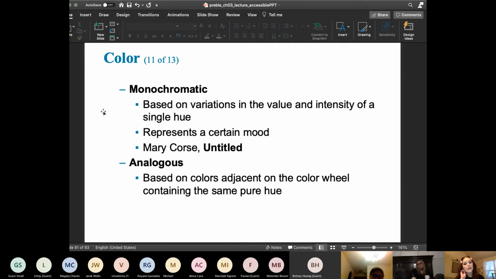Analogous colors are the colors that are directly adjacent to each other on the color wheel. So I mentioned earlier they go really well together. Analogous colors do go well together.